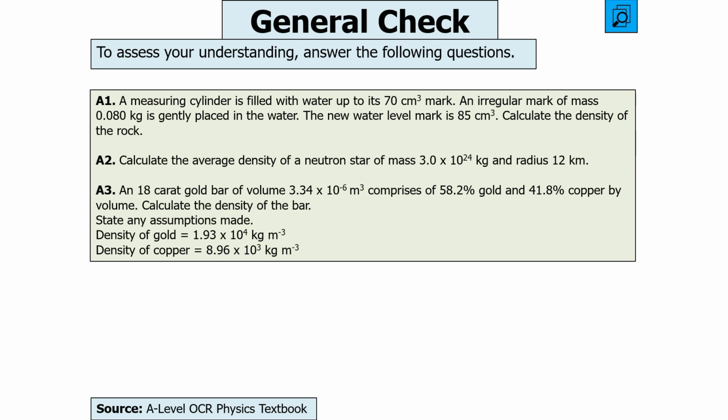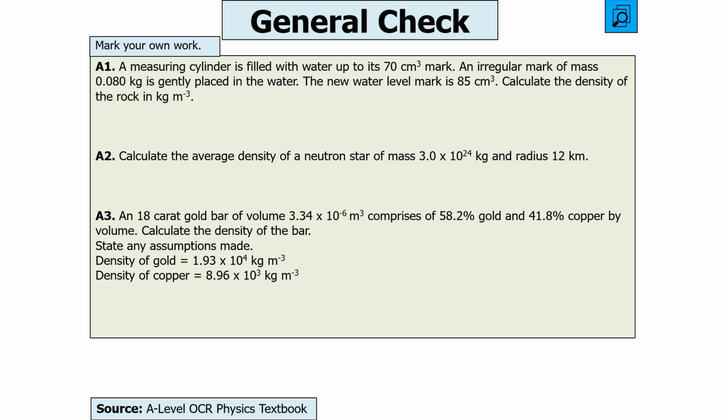The next question says, calculate the average density of a neutron star of mass 3.0 times 10 to the 24 kilograms and radius 12 kilometers. Then an 18 karat gold bar of volume 3.34 times 10 to the minus 6 meters cubed comprised of 58.2% gold and 41.8% copper by volume. Calculate the density of the bar and state any assumptions made. The density of gold is 1.93 times 10 to the 4 kilograms per meter cubed, and the density of copper is 8.96 times 10 to the 3 kilograms per meter cubed. So pause the video now, then unpause the video when you want to go through your answer.